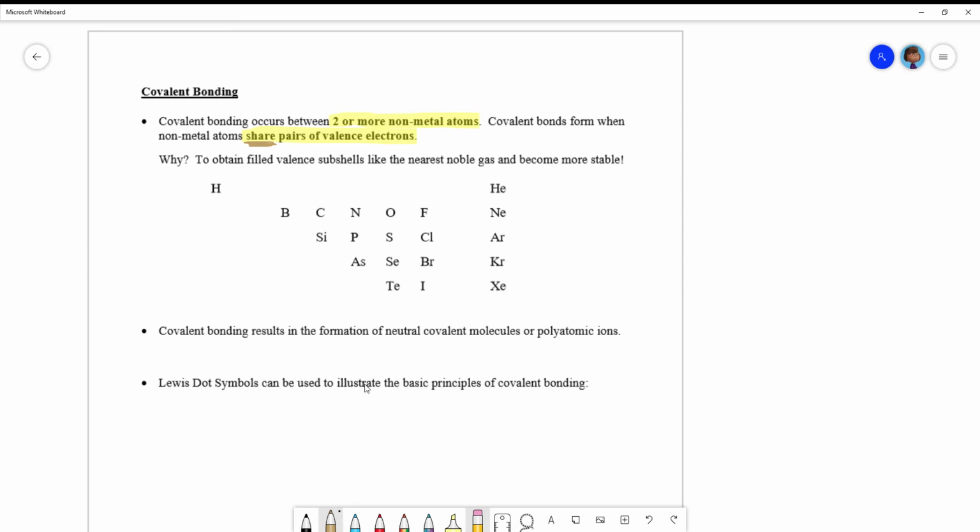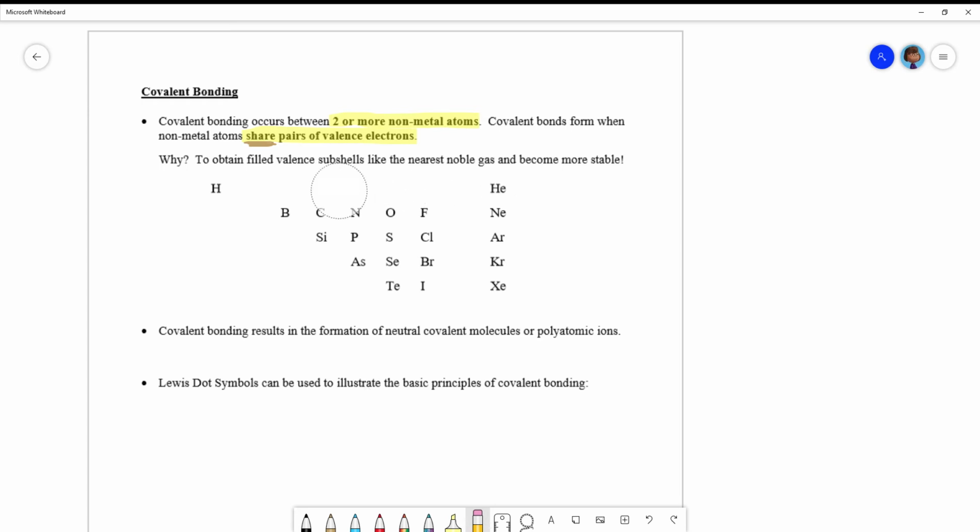So the question is why? What is the motivation of our non-metal atoms to share pairs of valence electrons? Well, it's to become more stable. And how do they become more stable? By achieving filled valence subshells, just like their nearest noble gas neighbor. So we've seen before that having filled valence subshells makes an atom or an ion more stable, and stability is the goal of every element on the periodic table. This is just another mechanism by which an atom can get filled valence orbitals.